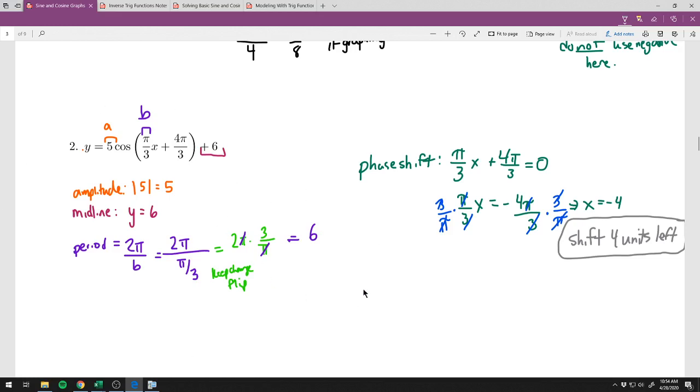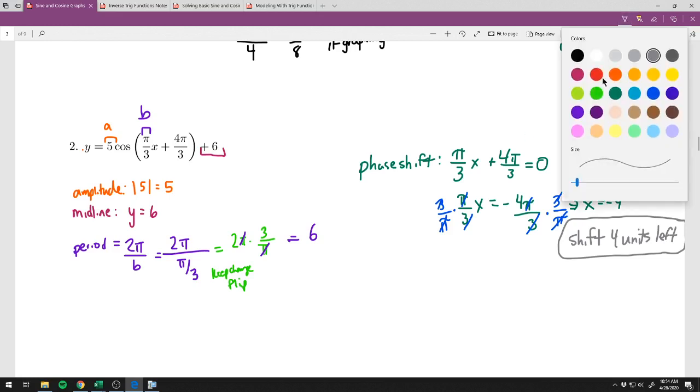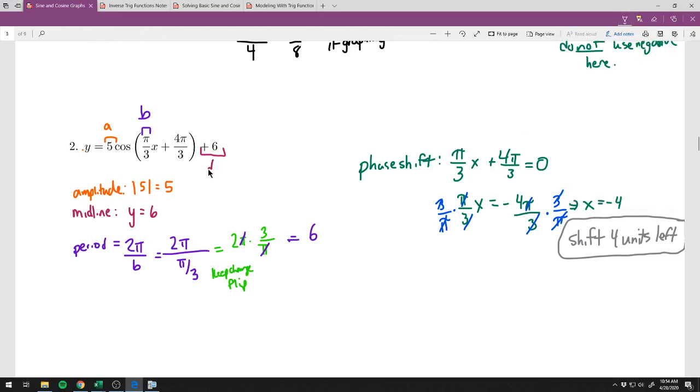But that is how we deal with the equations. The two things here, one more important because it is going to be the main struggle with these, is the period. It's 2 pi over b, but also the phase shift. There's a lot of ways to figure it out. This is the way I like doing it, because no matter how the inside looks, it always works.